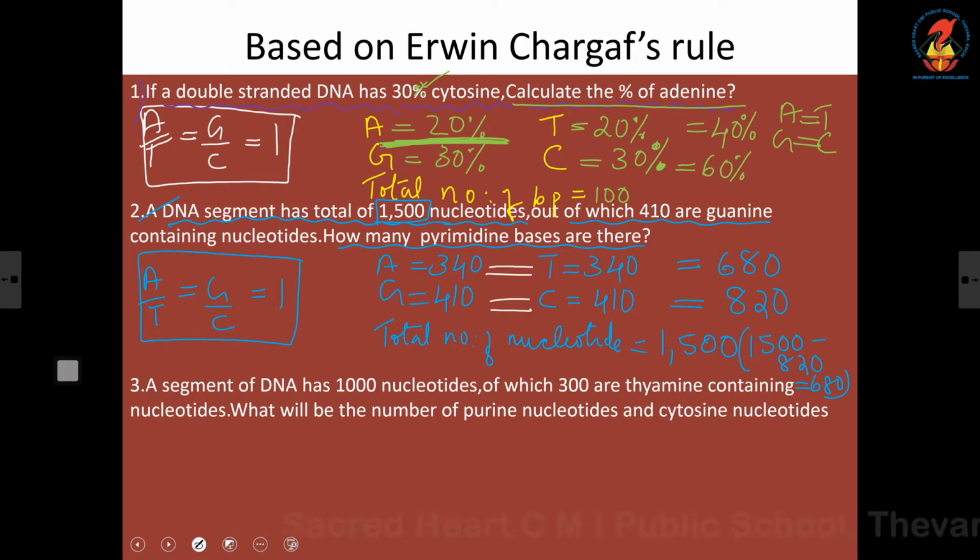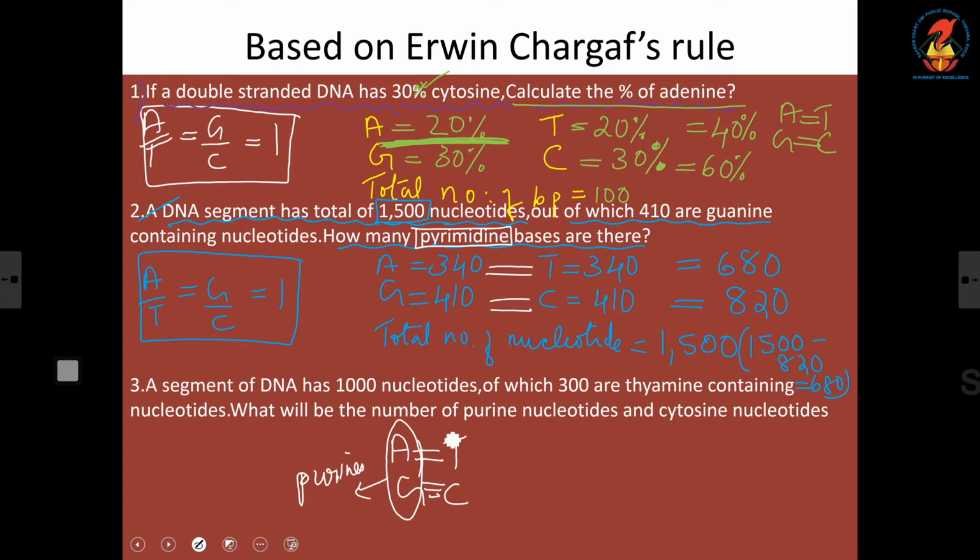Now in the question they have asked us how many pyrimidines. So we have to identify what are pyrimidines. Always remember adenine pairs with thymine, guanine pairs with cytosine, and you know the bonds between adenine and thymine, a double bond, between guanine and cytosine, a triple bond. Remember, A and G constitute the purines and T and C constitute the pyrimidines.